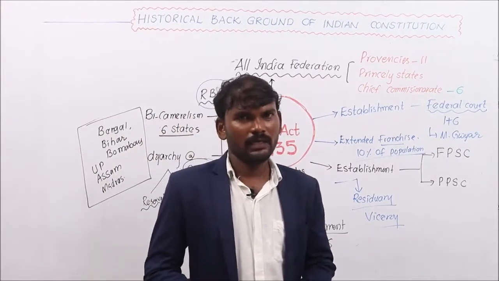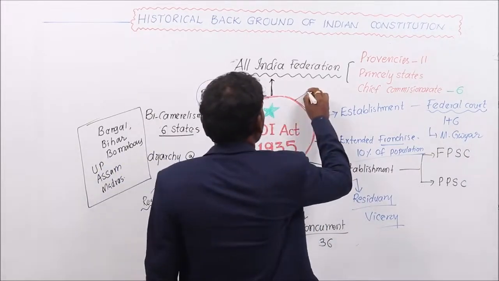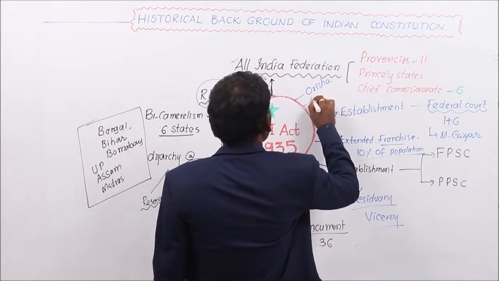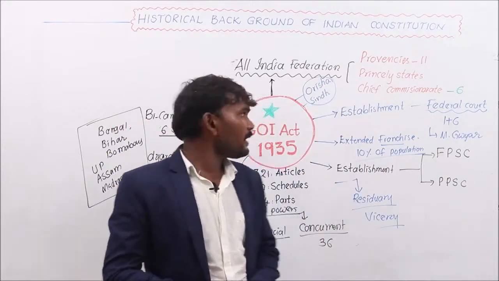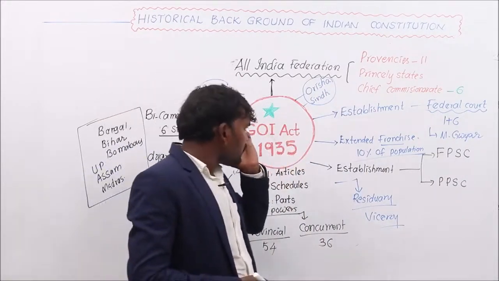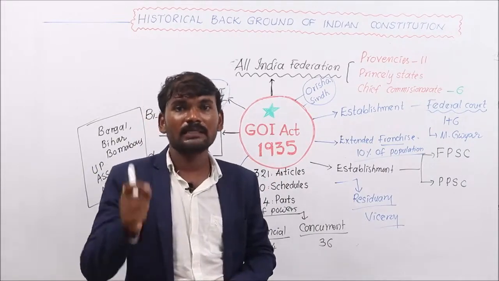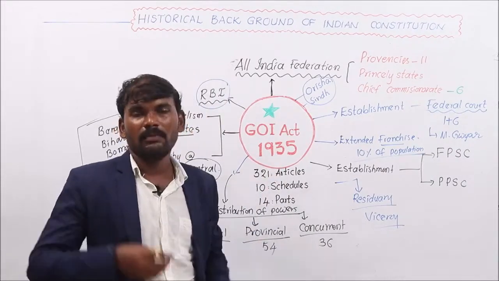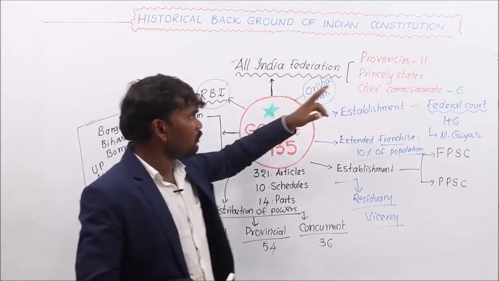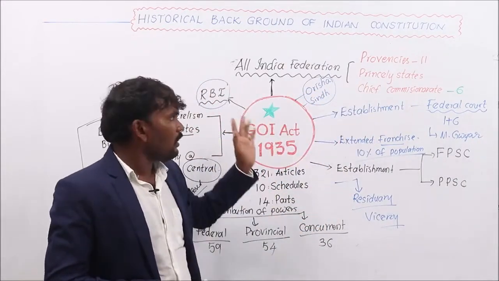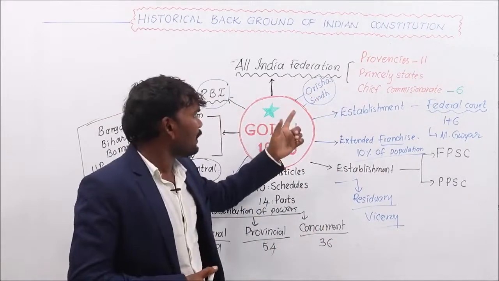By the Act of 1935, two new provinces were formed. They were Orissa and Sindh. These two provinces were newly formed by the Government of India Act of 1935. As per the date on which it came into existence, actually the 1935 Government of India Act came into existence in 1937. Actually it was adopted in 1935, but it came into force in 1937. By the date it was adopted, there were 11 provinces in India. But by this Act, two more new provinces were formed. Those are Orissa province and Sindh province.